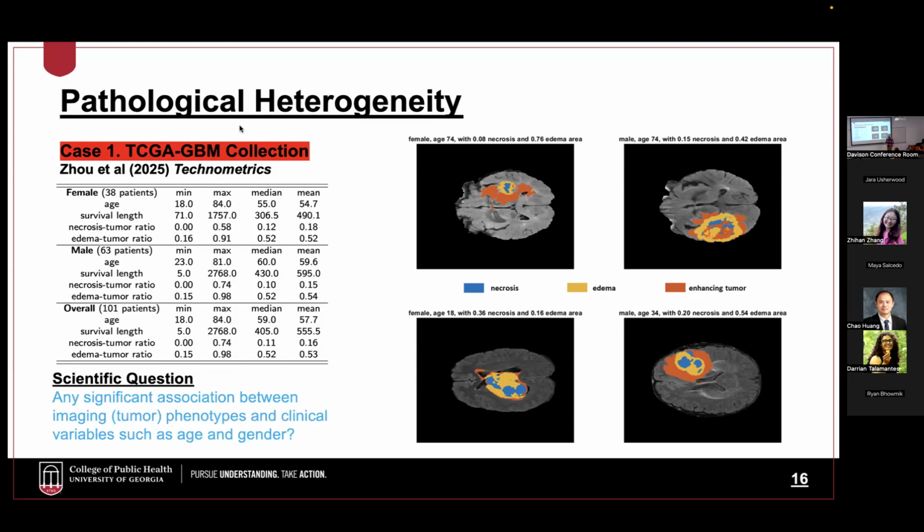typically, we usually just use all these tumor areas or imaging phenotypes to predict the survival status of each patient in these cancer studies. But for this study, we are interested in this: for all these tumor areas, all these imaging phenotypes, could we find any association between these tumor patterns and their biological information, like the age and gender? Okay.